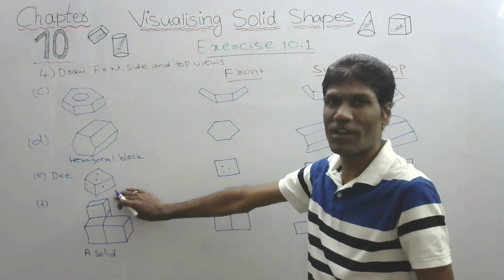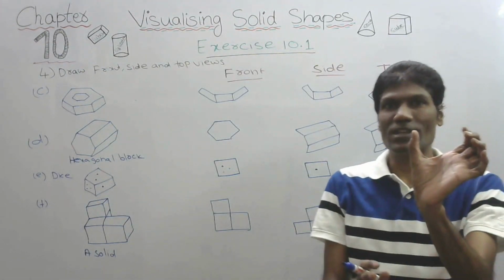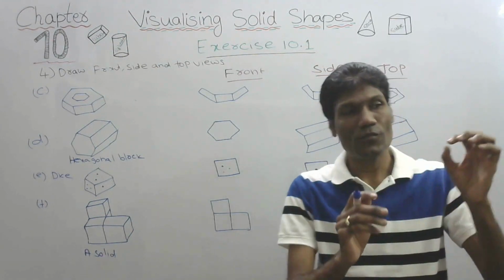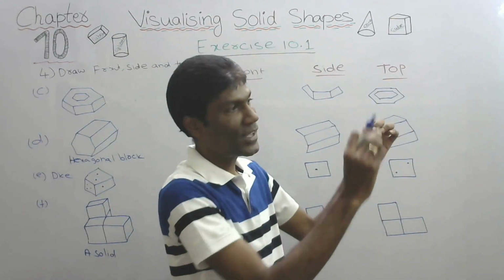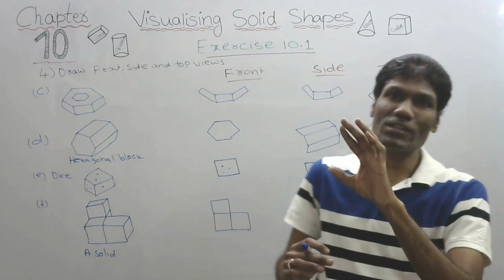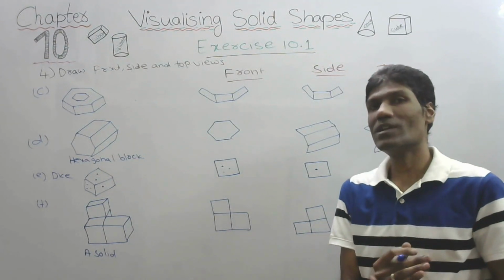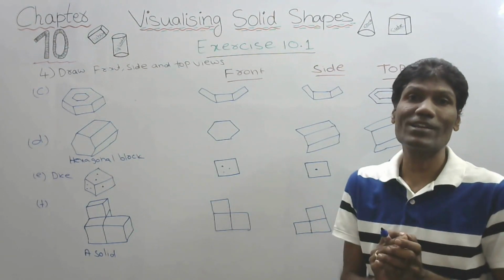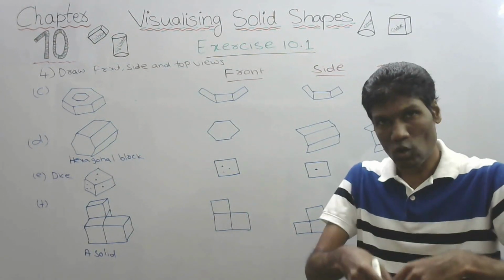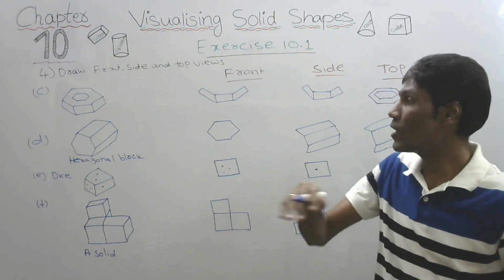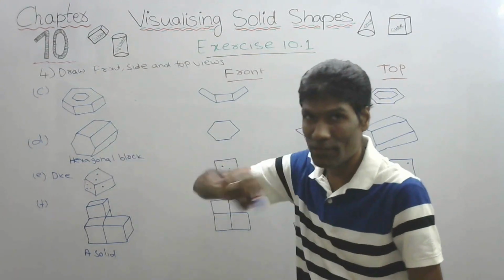Next, dice, very easy. Dice is there. If you rotate this, we will be able to see the square. If you go to other side and see, we can see the square. If you go to other side also, it will be square only. So in whatever the direction you see, you will find a square in shape. Even if you see from the top also, it will be square only. But number of these dots will differ.